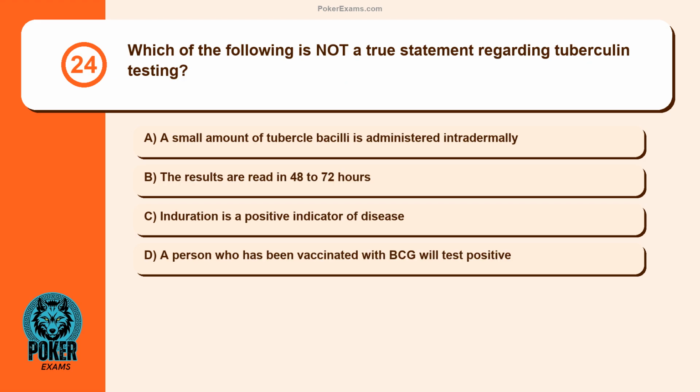Question 24. Which of the following is not a true statement regarding tuberculin testing? A small amount of tubercle bacilli is administered intradermally. The results are read in 48 to 72 hours. Induration is a positive indicator of disease. A person who has been vaccinated with BCG will test positive.